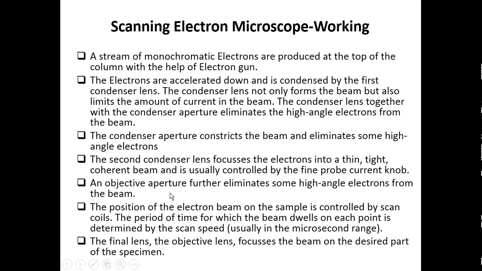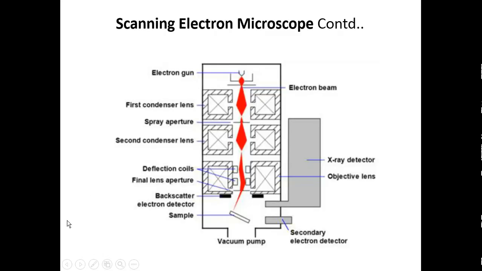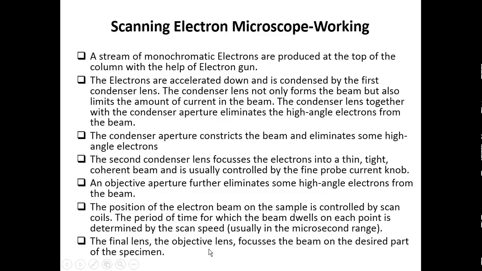Okay, an objective aperture further eliminates some high angle electrons from the beam. Objective aperture we have seen here. So this is the objective. There is an aperture that is the final lens aperture, that is the objective aperture, and this is the objective lens, isn't it? So this is the objective aperture, and that actually does what? The objective aperture finally further eliminates some high angle electrons from the beam.